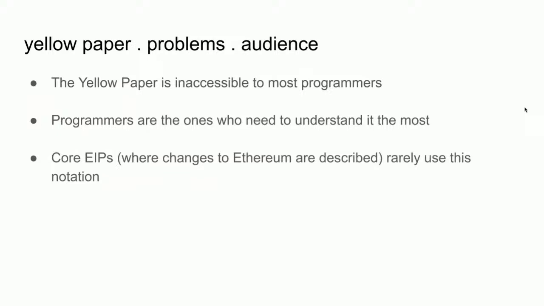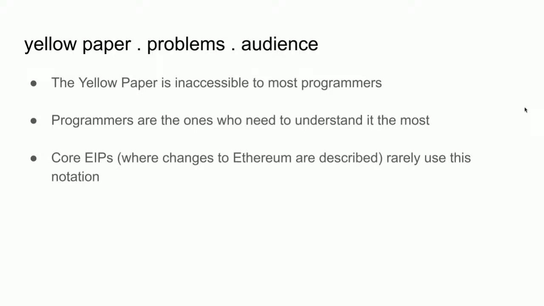So who's the yellow paper targeting? It's not targeting developers, and I think that's the biggest problem with it. Programmers are the people who need to understand it the most, the people who are actually writing clients. And then the other people who are using the yellow paper are EIP authors. So if you're trying to propose a change to Ethereum, you need to describe that change in some way.